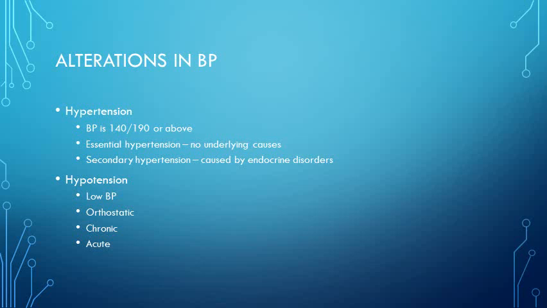Hypotension is low blood pressure, and there's orthostatic, chronic, and acute. Orthostatic is a temporary drop in blood pressure resulting in dizziness and is common especially in the elderly. There's chronic, which can occur in malnourished people, and acute, which is an important sign of circulatory shock.